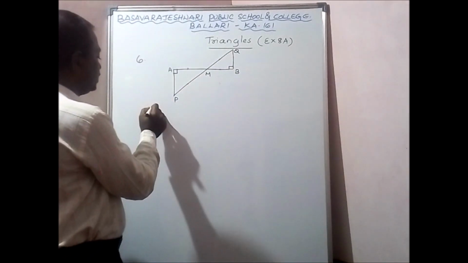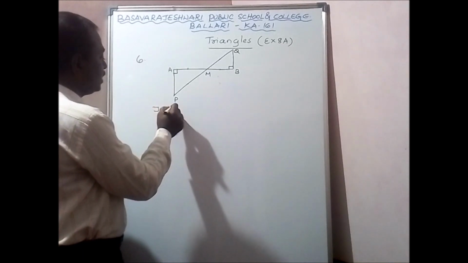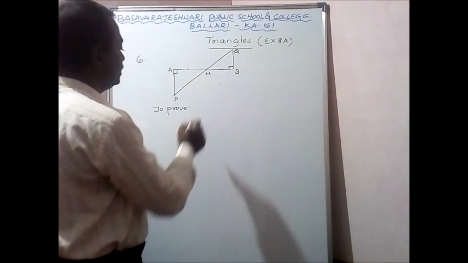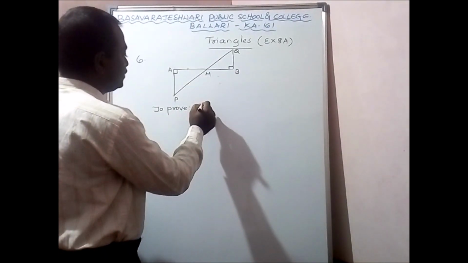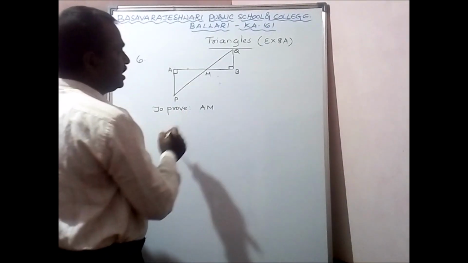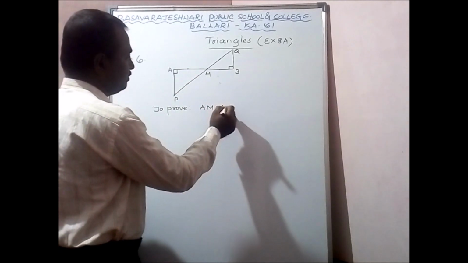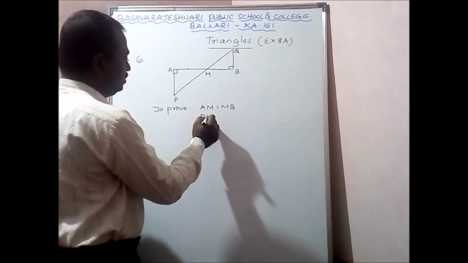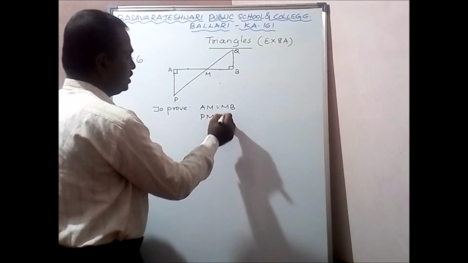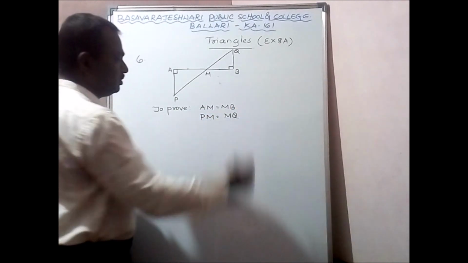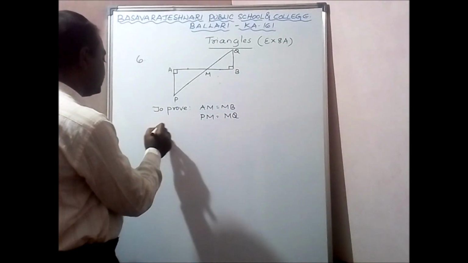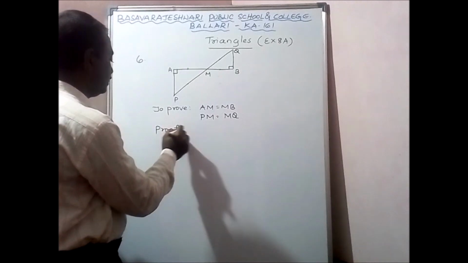So what do you have to prove here? We have to prove AM is equal to MB, indirectly, and PM is equal to MQ. So what is the proof for this? Proof.